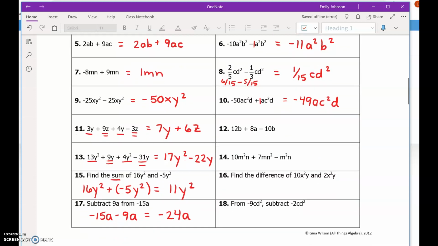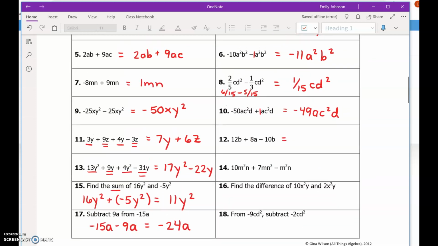At the bottom of the page, you have 12. You have an a term. It's all by itself, so we're going to keep that 8a. Combine 12 and negative 10. That would give you a positive 2b. In number 14, we can combine this 10 minus 1. We would get 9m squared n, and keep the second term plus 7mn squared. 16, the word difference. Hopefully you remember that means subtraction. So we're going to subtract these two terms, and 10 minus 2 would equal 8x squared y.